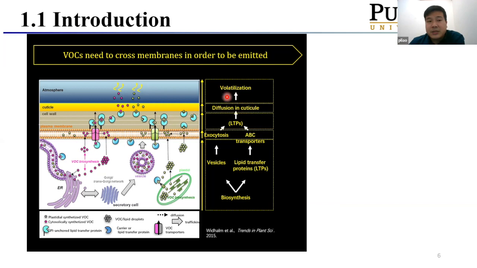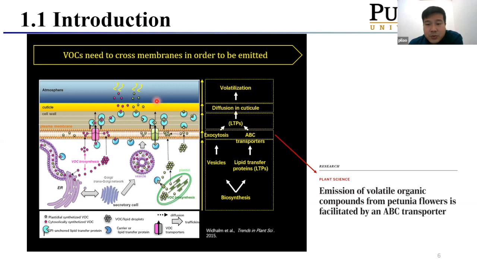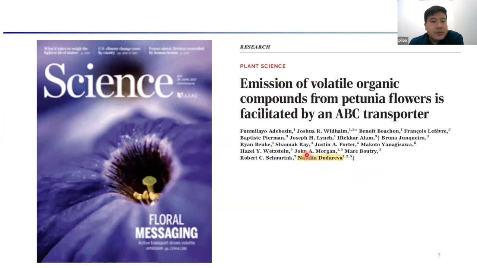So actually, my supervisor at Purdue previously identified a volatile transporter which is located in the plasma membrane, maybe 5 years ago. They published this paper in Science as a cover story. This is the first volatile transporter that has been found.